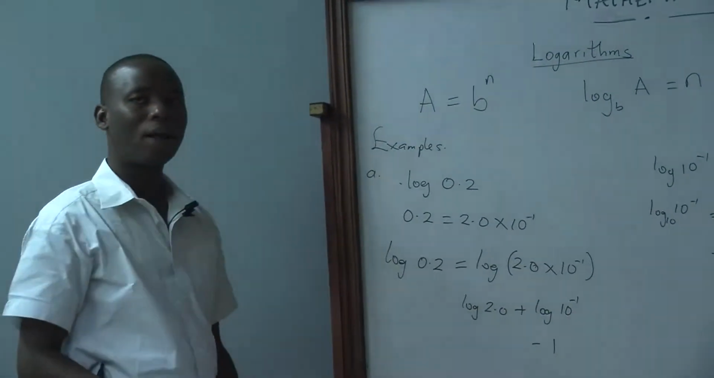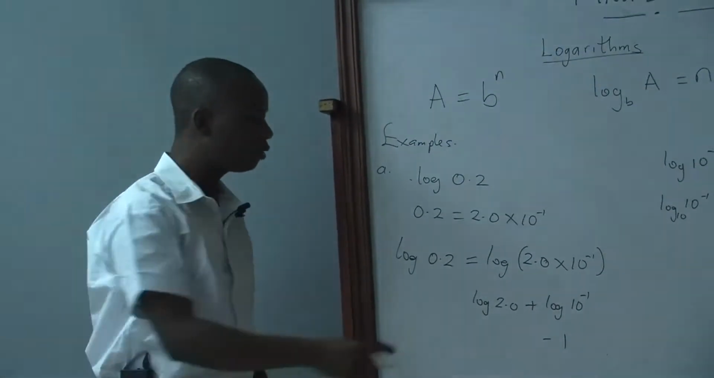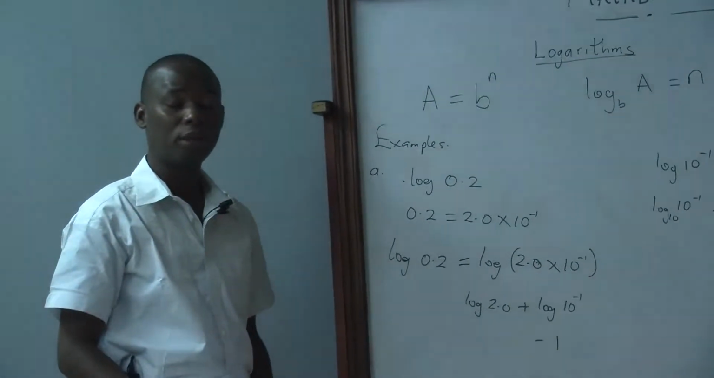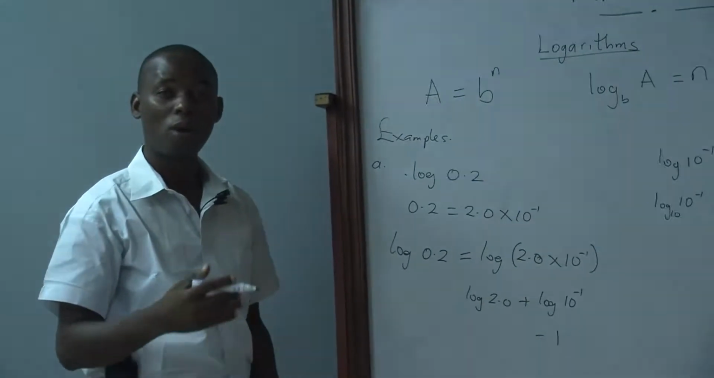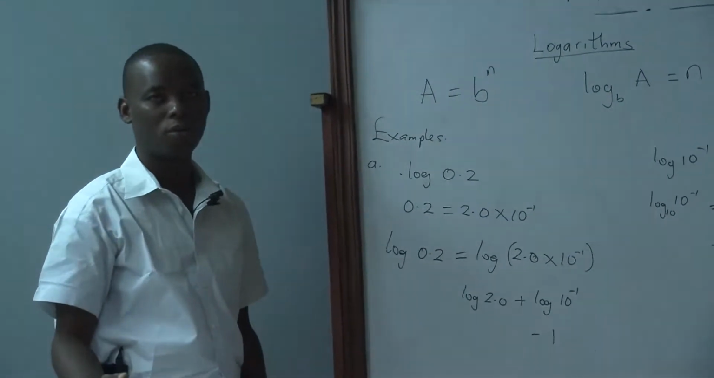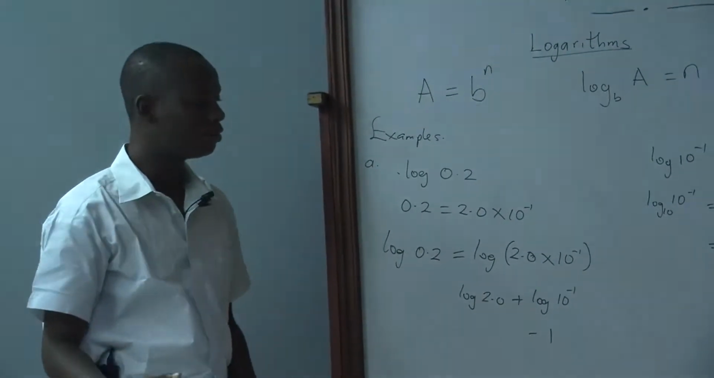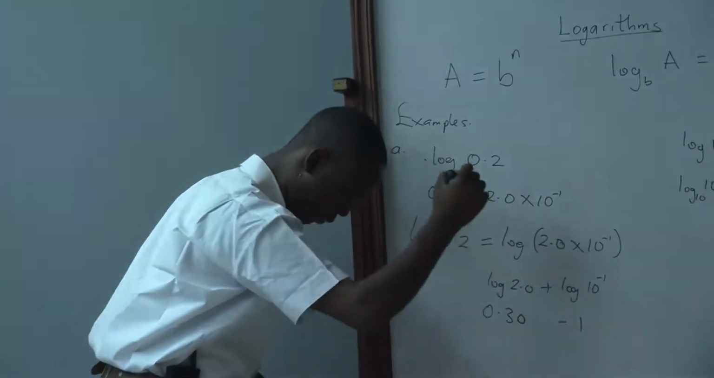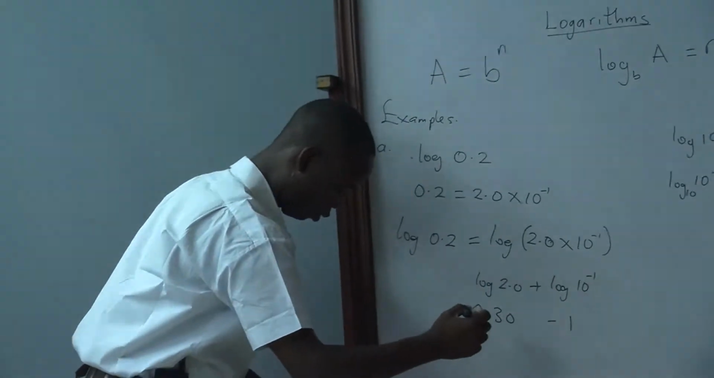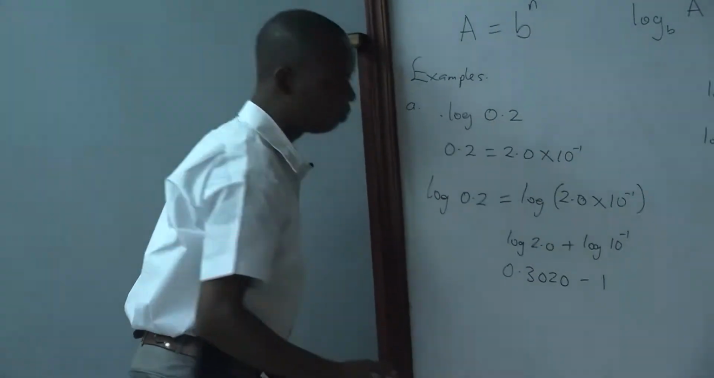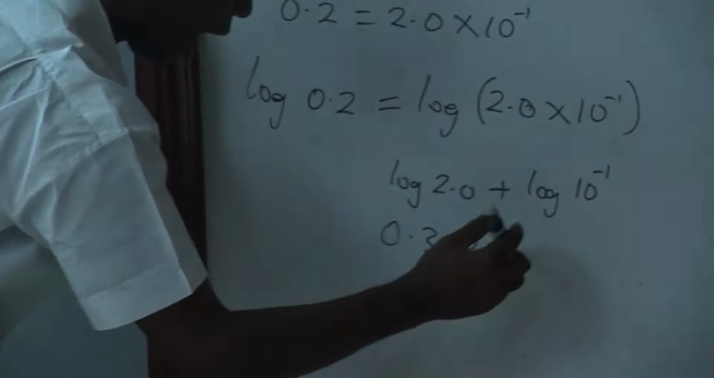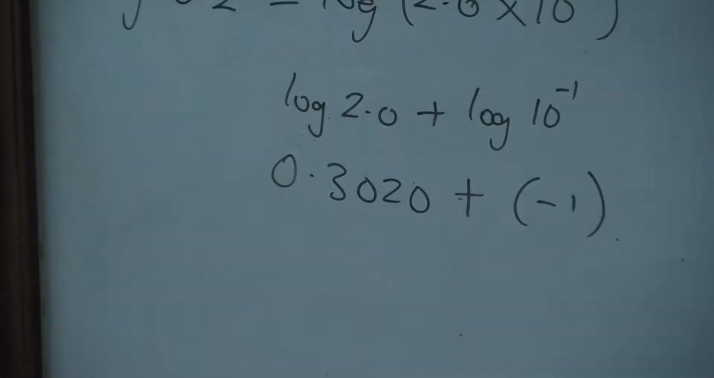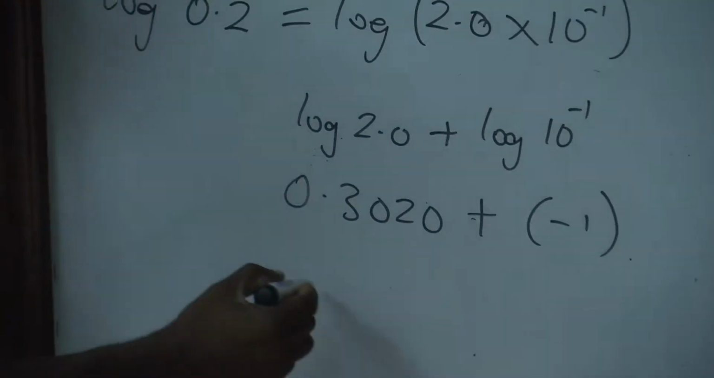And from our table, let's look up what log 2 will equal. We look at the column where we have 20 under 0. And the value we have here is 0.3020. Mind you, we are adding it to minus 1. Let me put it that way: plus minus 1.